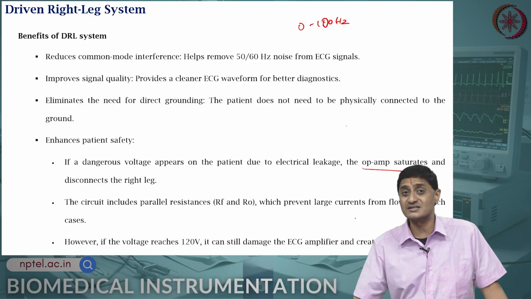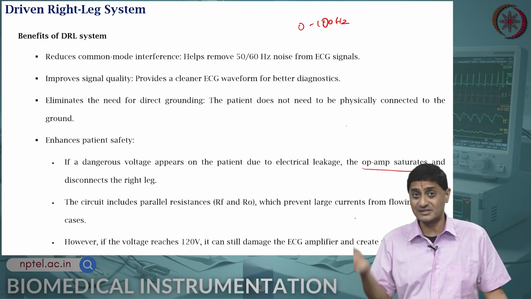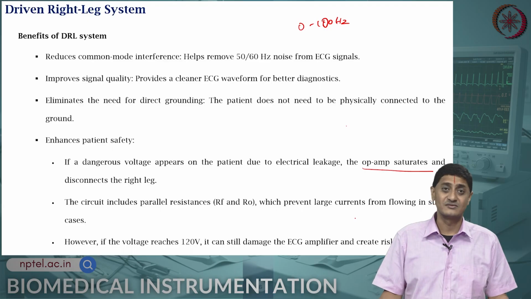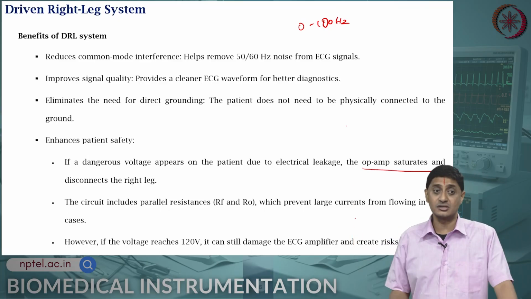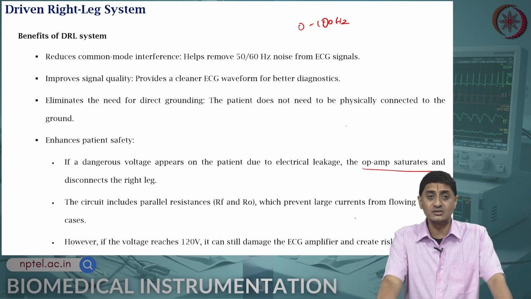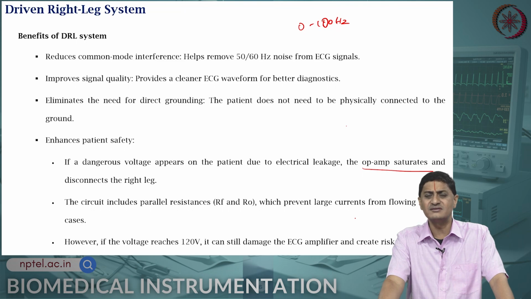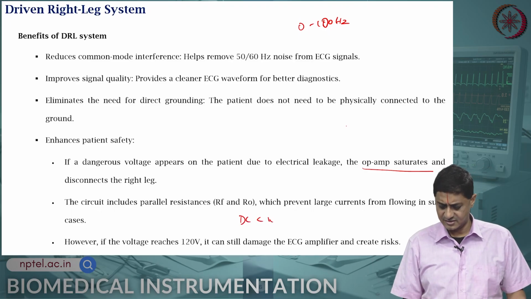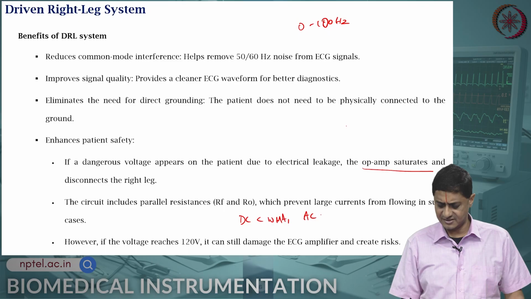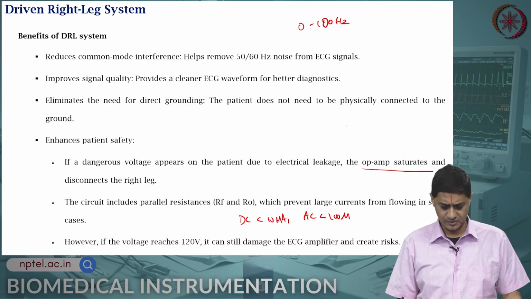But if the patient is keeping the right leg on the ground as per the earlier process, not the current driven right leg process, then what could happen? Then the current will flow through the patient, essentially causing shock to the patient. So, the circuit includes parallel resistances that essentially prevent large currents from flowing in these cases. I already mentioned what are the allowable currents. DC less than 10 microamps, AC less than 100 microamps.